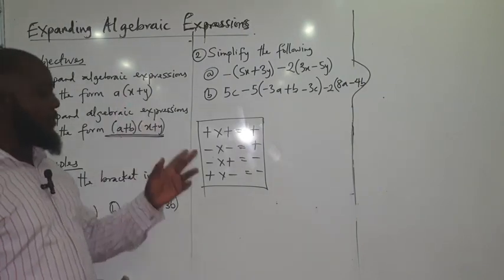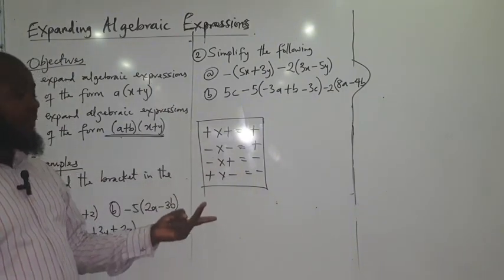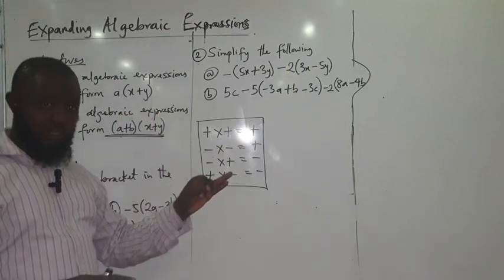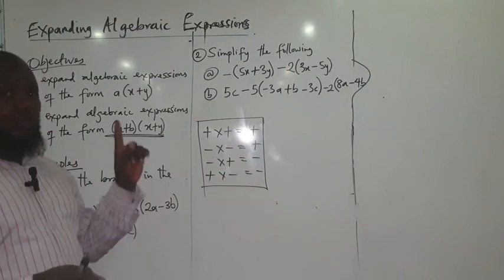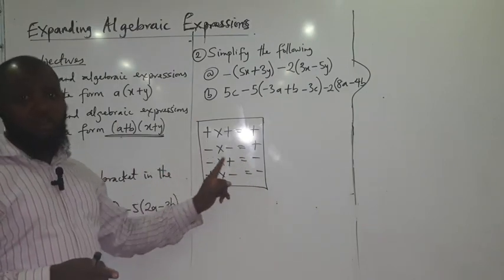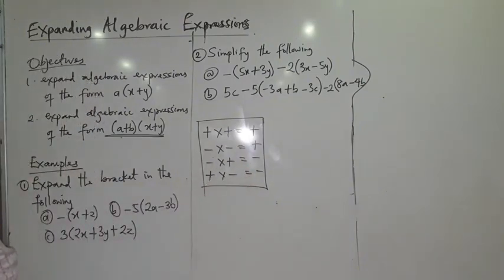Just take note: when you are multiplying a sign by itself, you get a positive answer, whether plus times plus or minus times minus. But when you are multiplying a sign by an opposite sign, you get a negative. Minus times plus will give you minus, and plus times minus will also give you minus. Now let's look at this example.